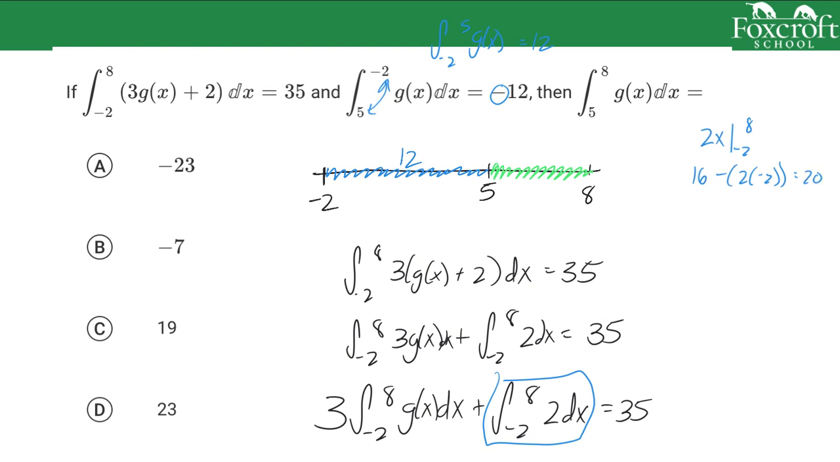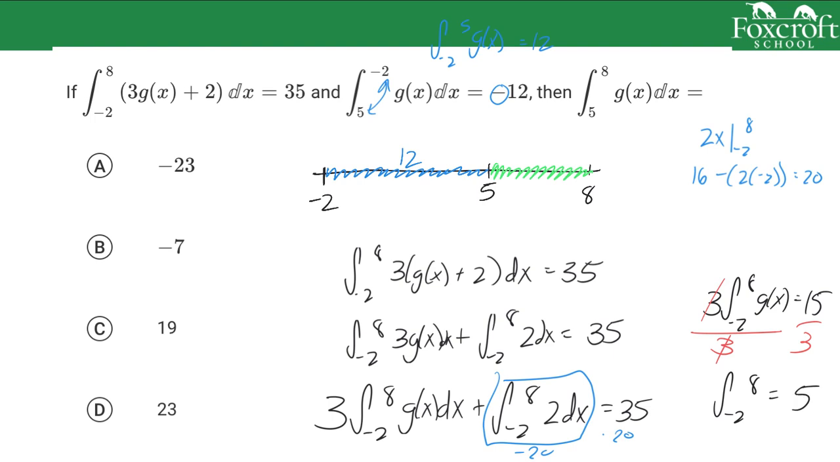So now I'm going to subtract 20 from both sides. So I can get this 3 times the integral from negative 2 to 8 of g of x equals 15. Then I can divide everything by 3 to cancel out that 3. And I get that the full integral has to be 5. I'm writing very little because I'm running out of room. But the full integral from negative 2 to 8 of g of x has to be 5. So all of this together from negative 2 to 8 has to be 5.